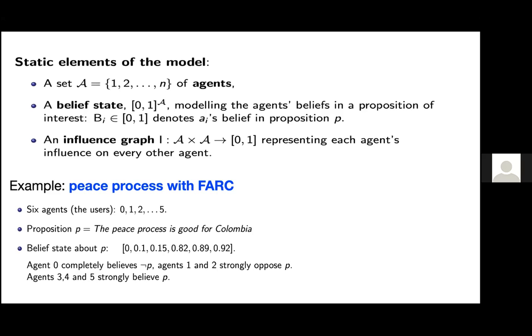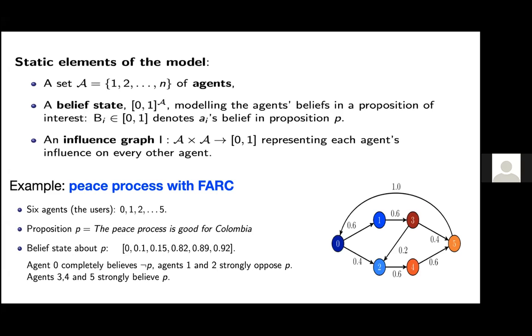Agents 1 and 2 strongly oppose P. They do not quite reject it. So the peace process must probably be rewritten, but they are more or less like, it's not to be trashed. And then you have agents 3, 4 and 5, which all strongly believe in the peace process.